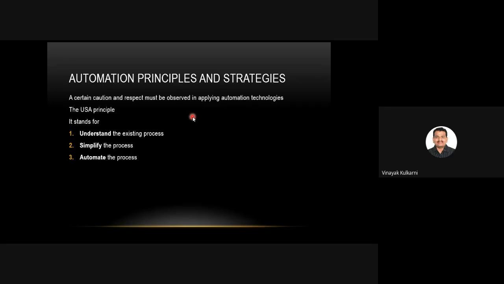So the USA principle is a common sense approach to automation and process improvement projects. What USA stands for is captivating in the title itself. It is understand, simplify, and automate. That is, understand the existing process, simplify the process, and automate the process.